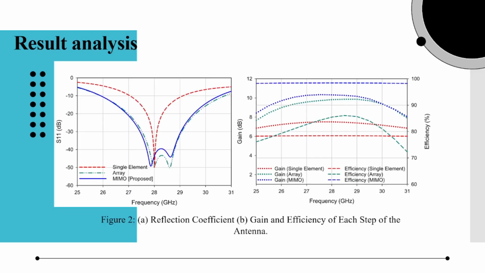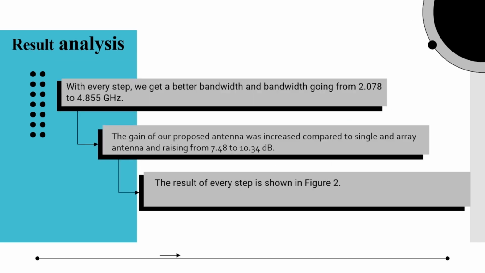And this is the result analysis. Figure A is the comparison among the single element, array, and the MIMO, and the right-hand figure is the comparison among the gain of the array, MIMO, and the single element, and also the efficiency of the single element, array, and the MIMO.